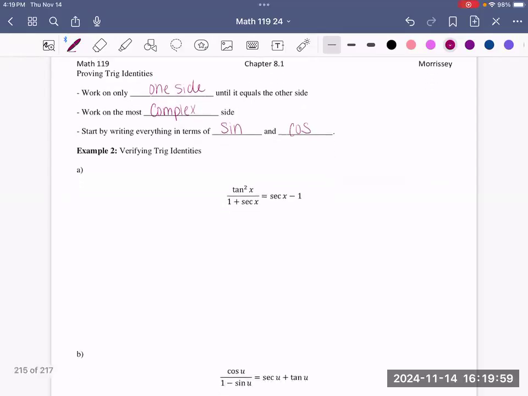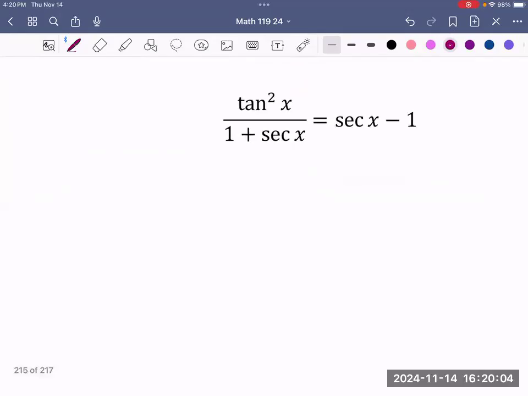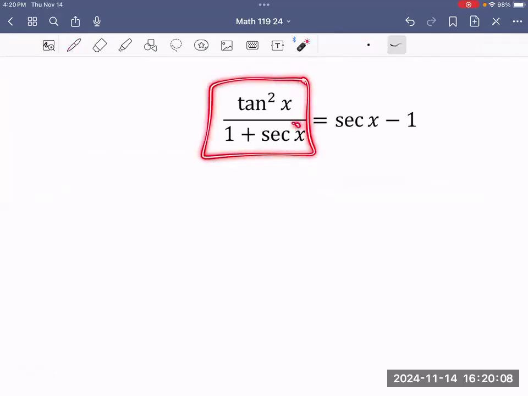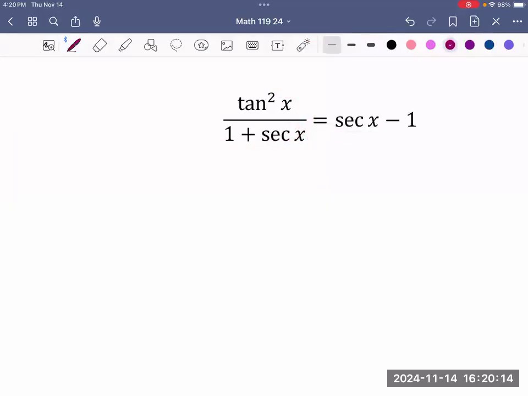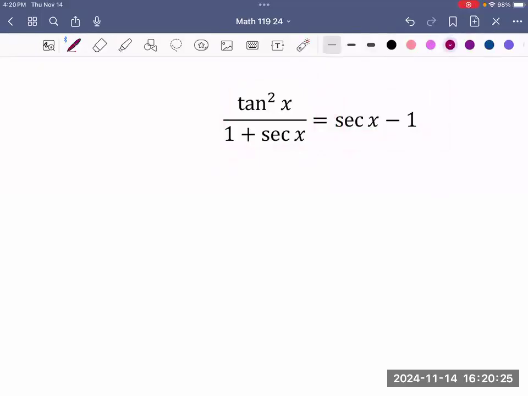So let's take a look at example 2A. Now, which side would you say is more complex? I would say the left side is a little bit more complicated because you're working with a fraction, and it's not always the easiest thing to make fractions. So let's go ahead and work on this particular side. If you wanted to, you certainly can work on the other side simultaneously. Ours are just not as complicated, so we don't really need to use that tactic.